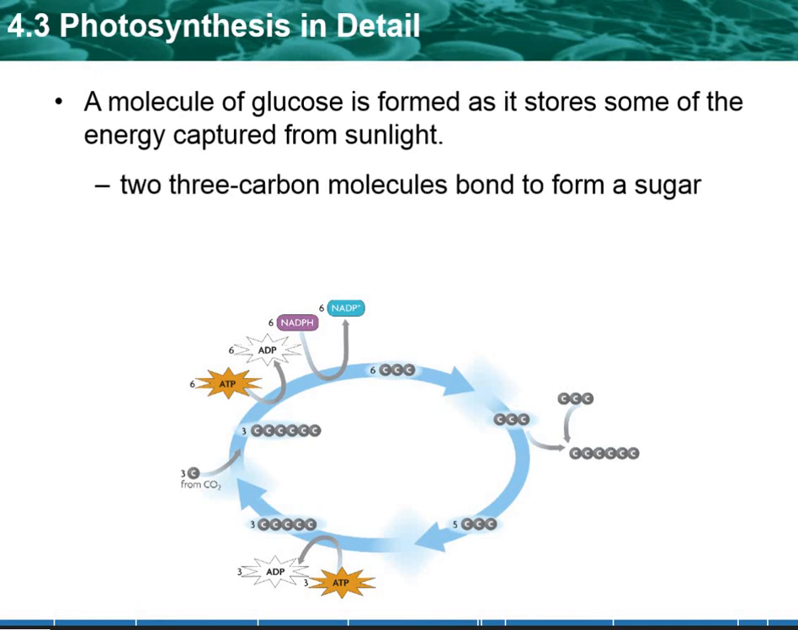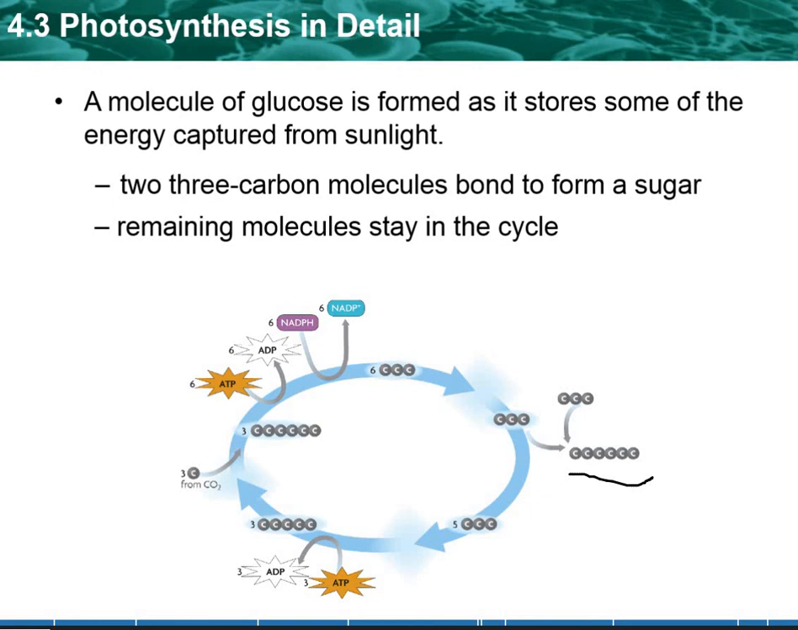And that is the Calvin cycle. So 2 3-carbon molecules bond to form the sugar. That's what you see right over here, and the remaining molecules are going to stay within the cycle. It's just going to keep going over and over again. So again, this is also known as the Calvin cycle. In the Calvin cycle, the things that are created are glucose, NADP+, and ADP. So that is photosynthesis.